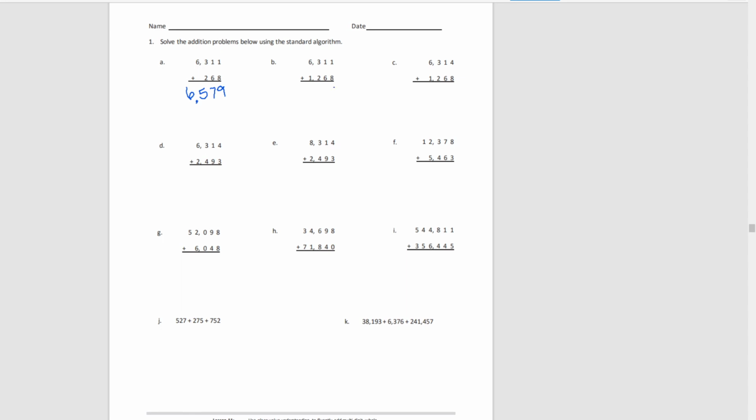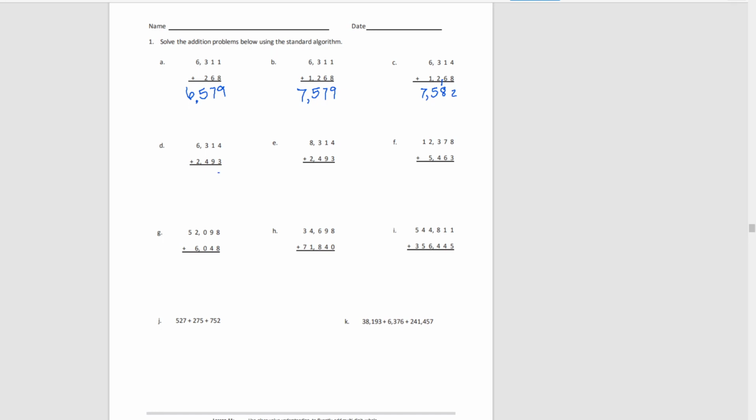Okay, for B we have 9 ones, 7 tens, 500s, and 7,000s. Pause the video and try C. For C, we have 12 ones, 8 tens, 500s, and 7,000s. Pause the video and try D.